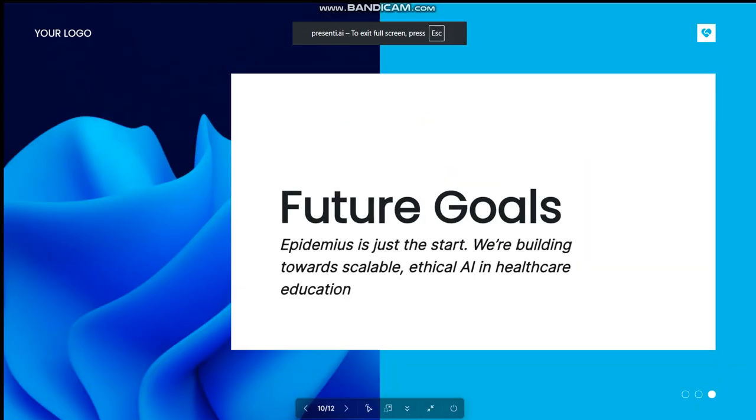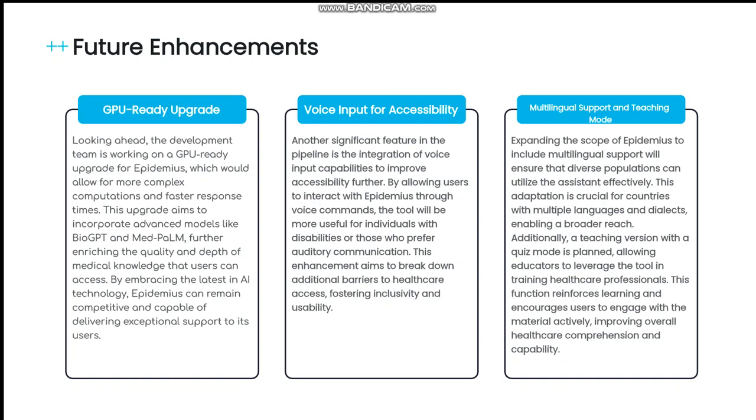Future goals are simple: Epidemius is just the start. We are building towards a scalable, ethical AI in healthcare education. We know that we need a GPU ready upgrade. As for the NLTK lookup error, we are operating in a CPU deployed Hugging Face space. Some Python libraries like the NLTK Punkt tokenizer are not bundled by default. This can cause a lookup error during runtime. I'm not going to say that this is my lackness; actually, this is not my lackness. We can fix it. We have the solutions. Our team is working on it.